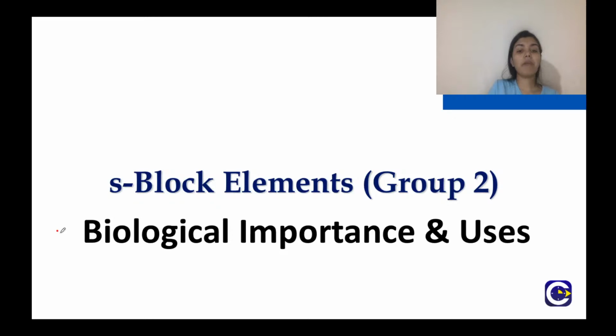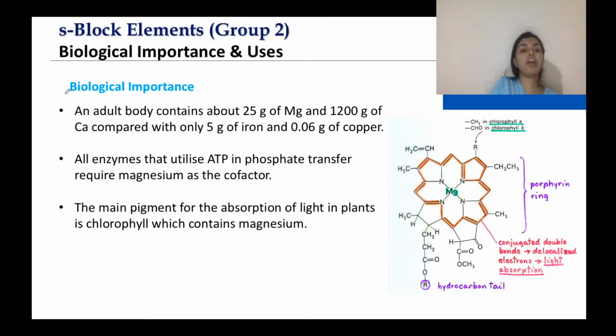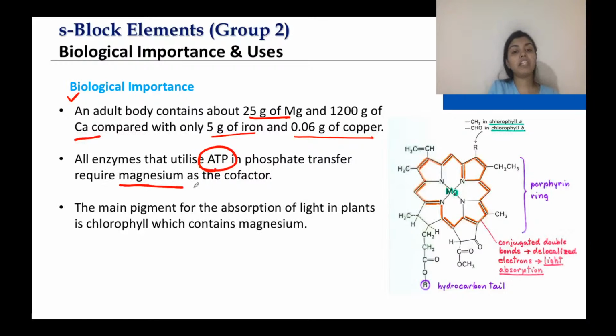Now comes the biological importance and uses. What is the biological importance? Here you will see that our body contains 25 gram of magnesium and 1200 gram of calcium, while only 5 gram of iron and 0.06 gram of copper. Now all enzymes that utilize ATP, adenosine triphosphate, which is basically an energy generator, require magnesium as the cofactor. So this is the use of magnesium again.